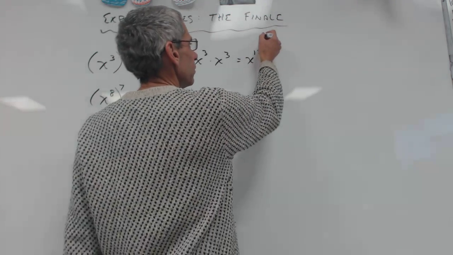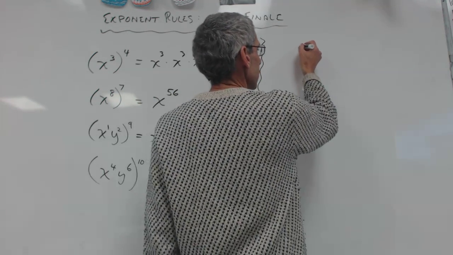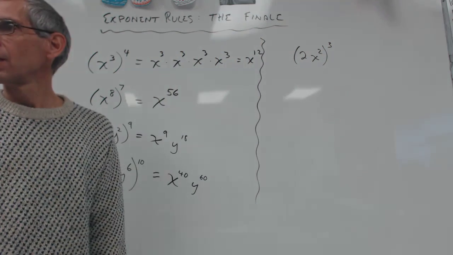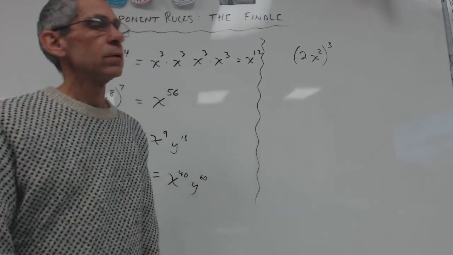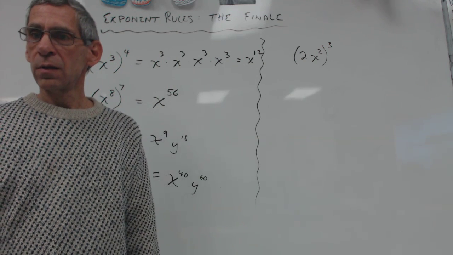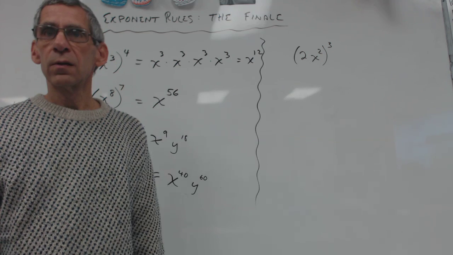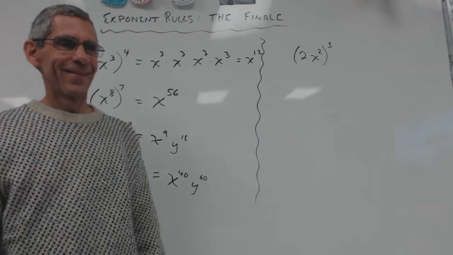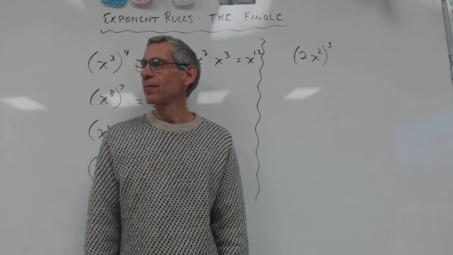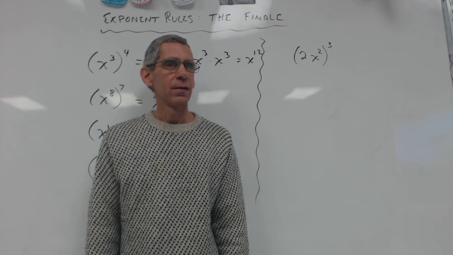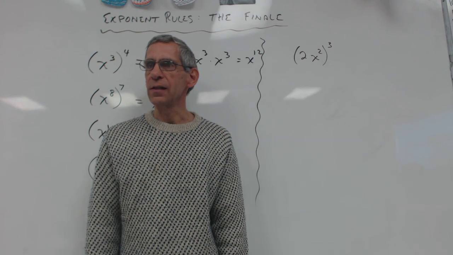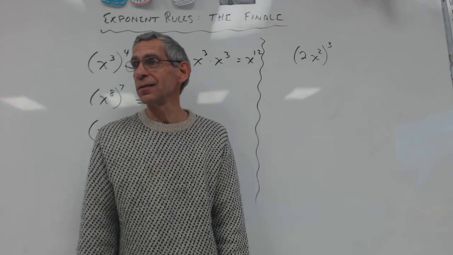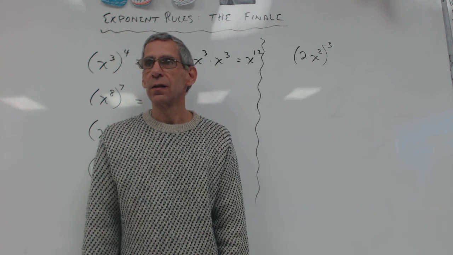Now, the one where things get a little more confusing is when it's like this: 2x squared raised to the 3rd power. 2 to the 3rd power is x to the 6th power. So then it'd be 2x to the 6th, so it'd be 8x to the 6th power. I'm getting a lot of answers here, right? It's 8x to the 6th power. I'm getting 6x to the 6th power. I'm getting 8x to the 6th power. I'm getting 2x to the 6th power. Which one is it? 8x to the 6th power.